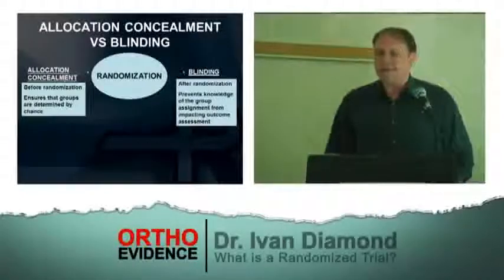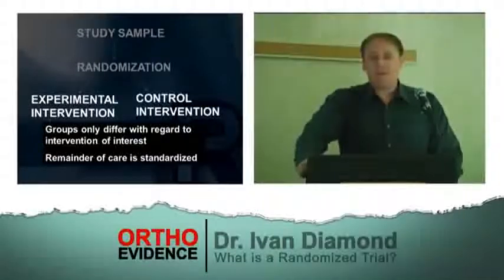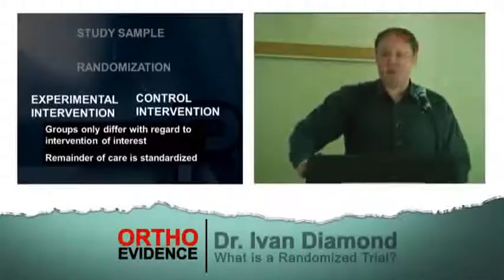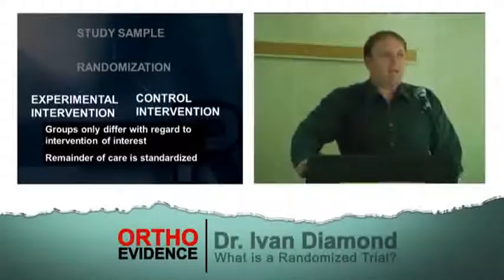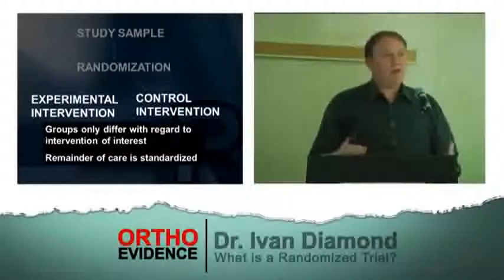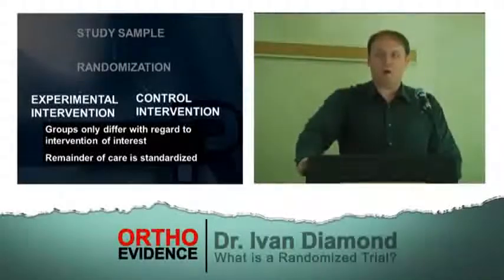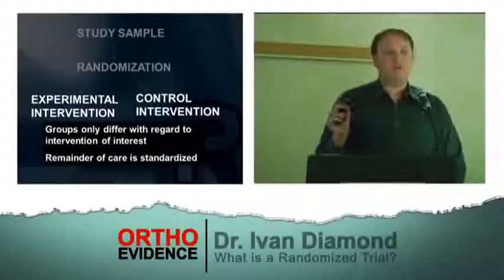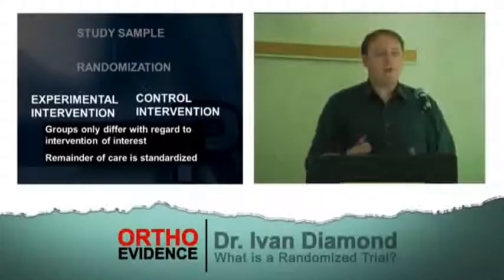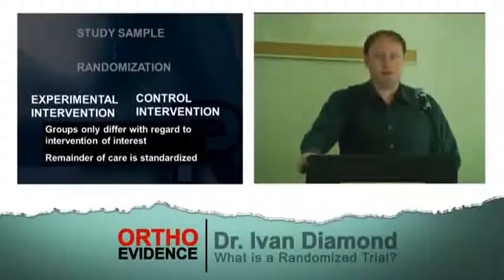So the next thing is looking at the intervention itself. The key thing here is that the groups must only differ in terms of their care with regard to the intervention of interest. For example, if you're comparing two surgical procedures, it's important that the remainder of care that the patients receive is standardized as much as possible. That way, at the end of the study, you can infer that it's the procedure that made a difference and not anything else after the procedure that resulted in the difference in outcomes.